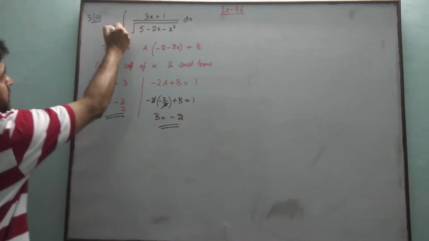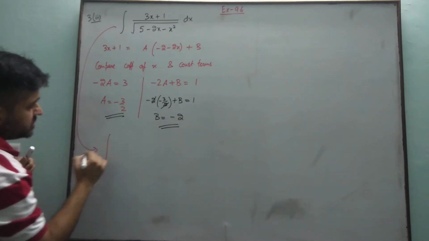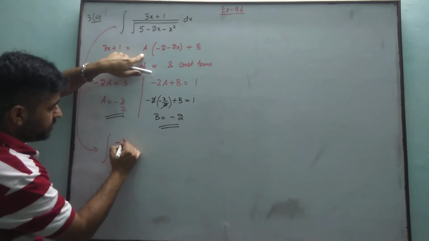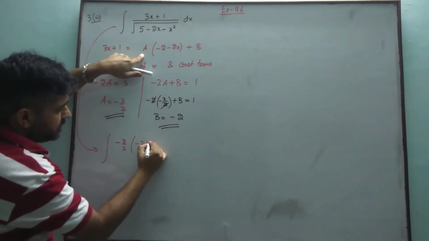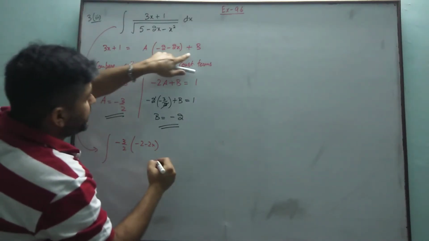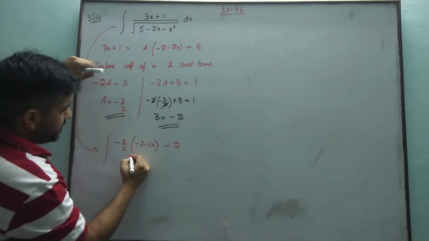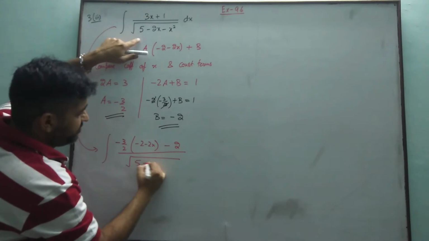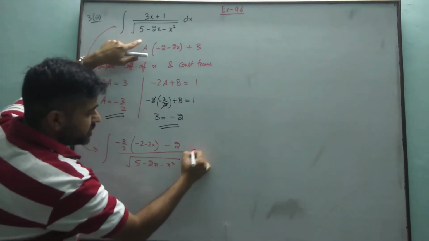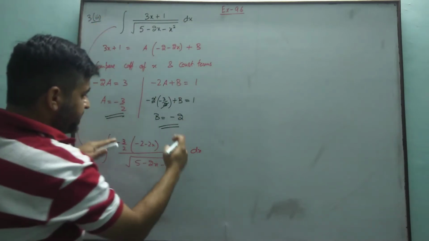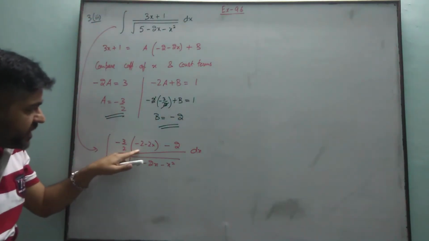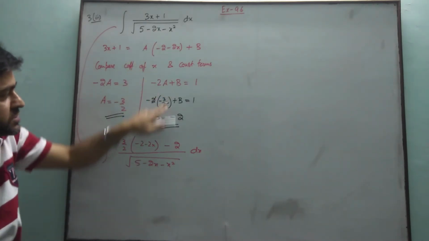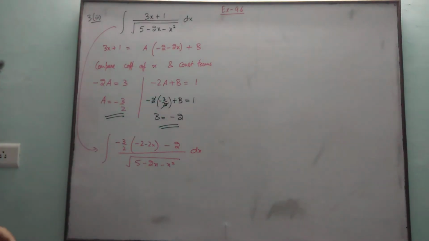Then in the question, our numerator can be written as a times the derivative plus b, divided by under root of 5 minus 2x minus x square. So your question's numerator is changed into this. If you simplify, you will get again the same thing, so don't simplify it here. We have done this process to bifurcate the numerator, right?